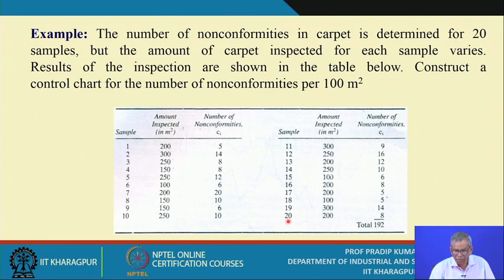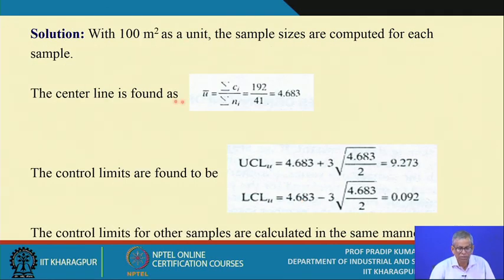So you are considering 20 such samples. Is it okay? Then what do you do? You calculate the central line, Sigma Ci divided by Sigma Ni. So that is 4.683, and immediately after that you calculate the upper control limit and the lower control limit. And here the interesting finding is that the lower control limit is positive.